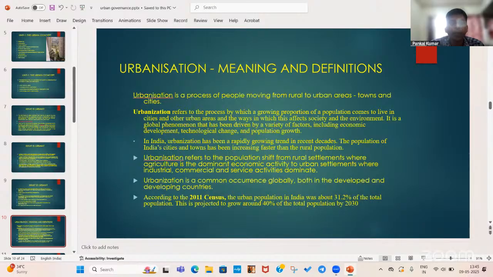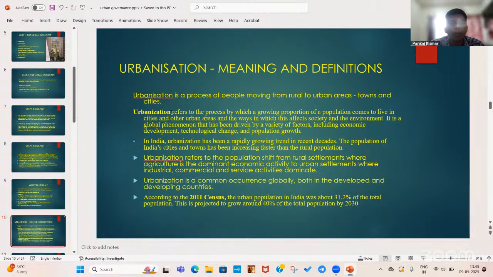Coming to the meaning and definition of urbanization. Urbanization is considered a process of people moving from rural to urban areas, towns and cities. This is a very simple and popular definition.